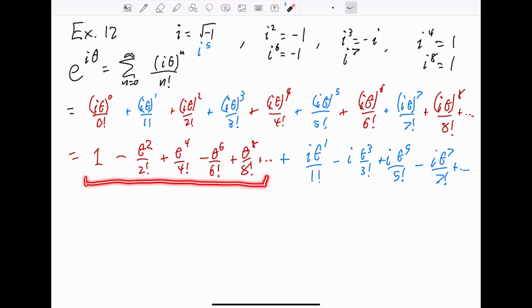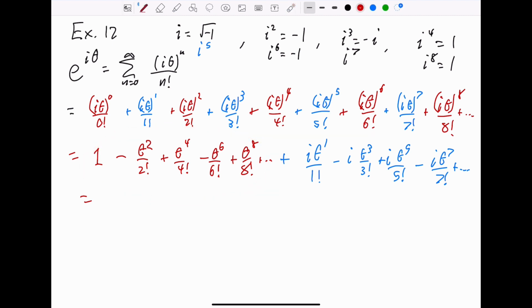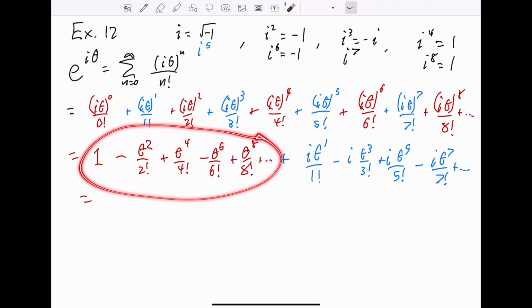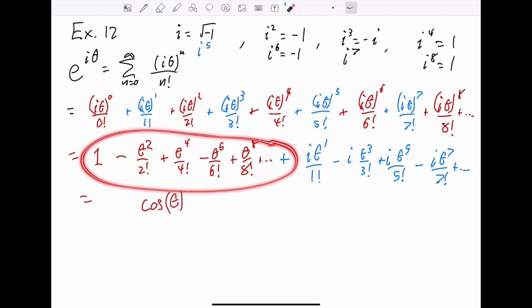Does that look familiar? Maybe look at the front of the handout and see if one of the series there expands out like this. This is the expansion for cosine. So all of this infinite series for the even power terms, this is just cosine of theta. So we can replace all of these infinitely many even power terms with just cosine of theta, because here we have the Maclaurin series expansion for cosine of theta.